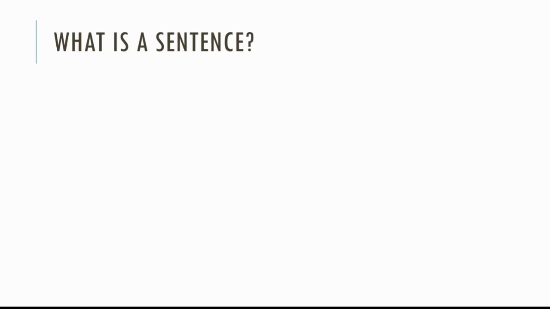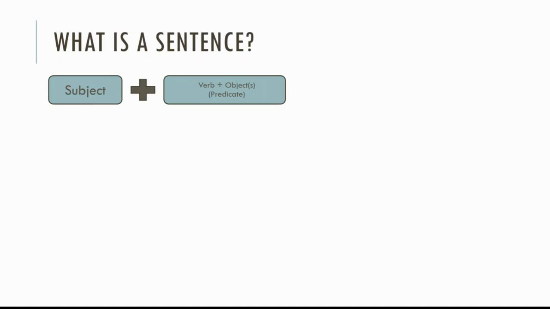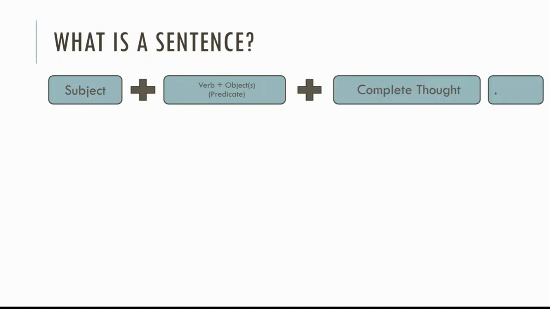So before we can talk about sentence errors, let's review what a sentence is. This seems a little bit simplistic, but it's not. It's important. It's the foundation of understanding, identifying, and correcting errors. A sentence is made up of three things: a subject, a verb, an object, and sometimes you go a little bit beyond that to a complete thought. And then there's that period there at the end.